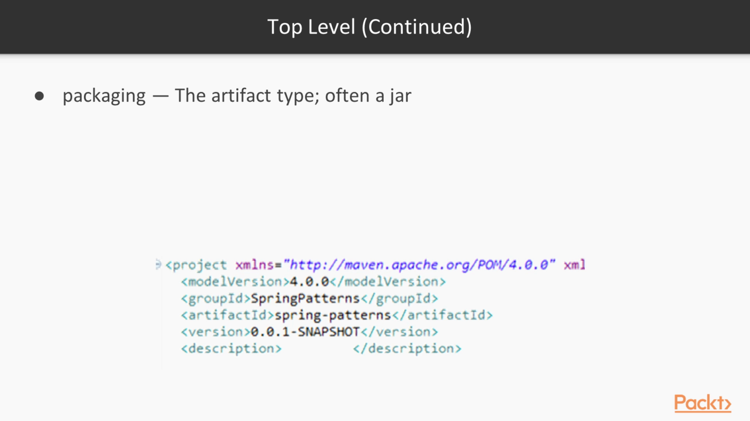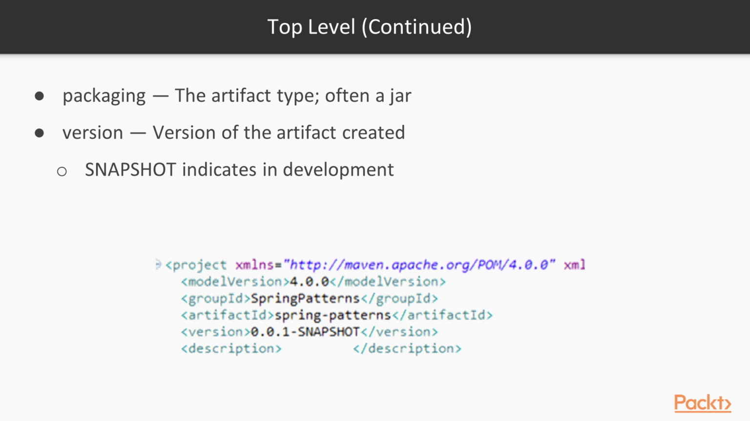Now, packaging plays along with this as well. You don't see this in our screen capture here, but packaging defines what our artifact type is, which most often is a jar, but there again could also be a WAR or an EAR file. And then version. Version is the version of the artifact that's created. So you see here we have 0.0.1-snapshot. 0.0.1 indicates a very early version, and then -snapshot means that we're in development. So there might be changes to this artifact in the coming days or weeks as we're working through development. And then description is kind of free-form text. We're just describing what our artifact is going to contain.